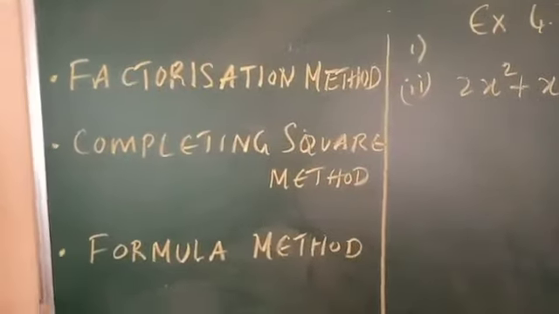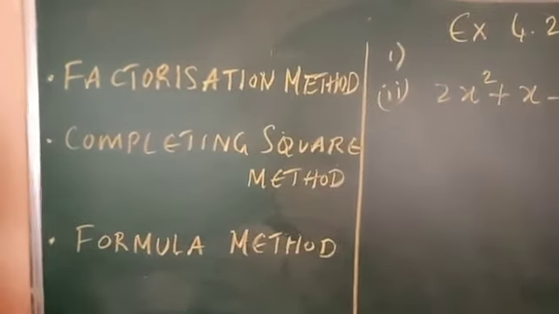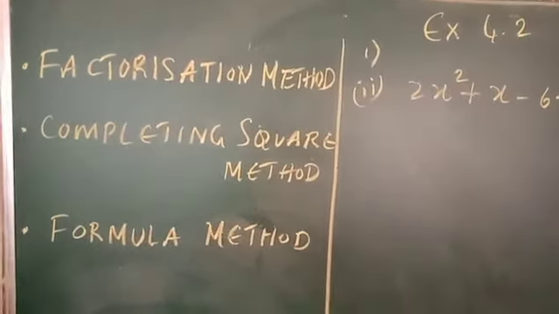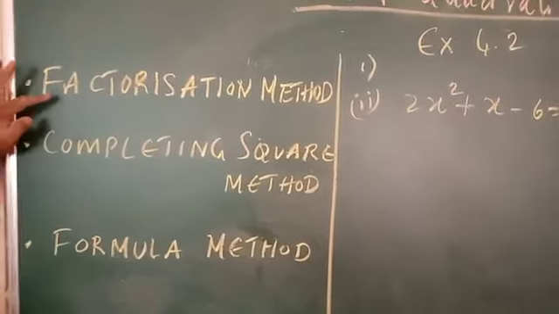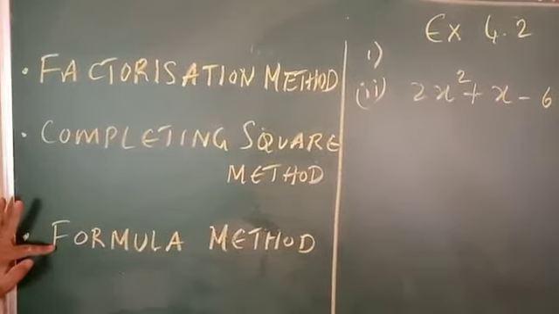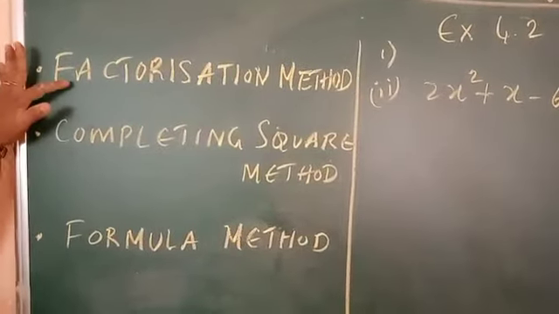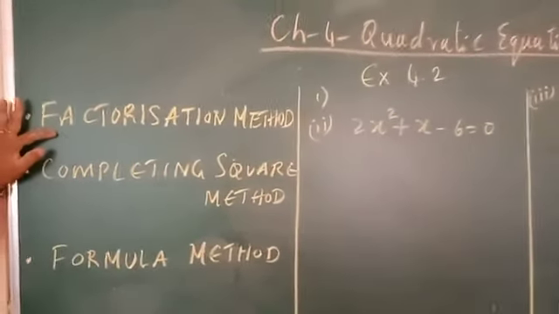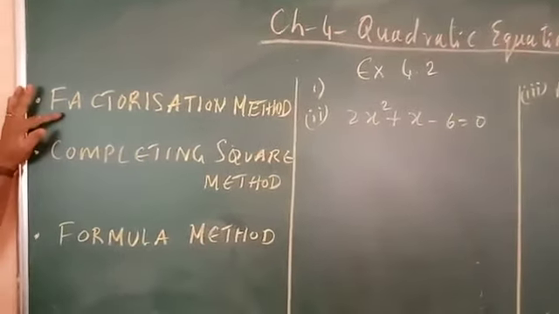So let me solve quadratic equations in different methods. What are the methods we are going to learn in this chapter? You see there are 3 methods. One is the factorization method, the completing the square method, and the formula method. You learned in class 8 and 9 that the factorization method is nothing but splitting the middle term. You know very well how to do that.